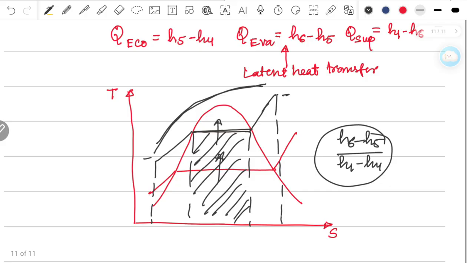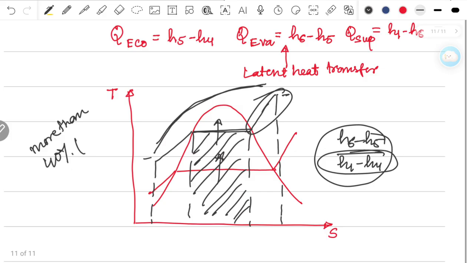You should also know that in any high pressure boiler, more than 40% of the total heat is absorbed in the superheater. You always remember. More than 40% of the total, that is H1 minus H4, will be taken up in the superheater. This you should always remember.